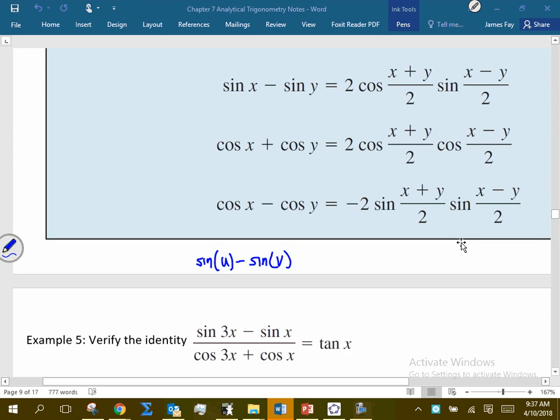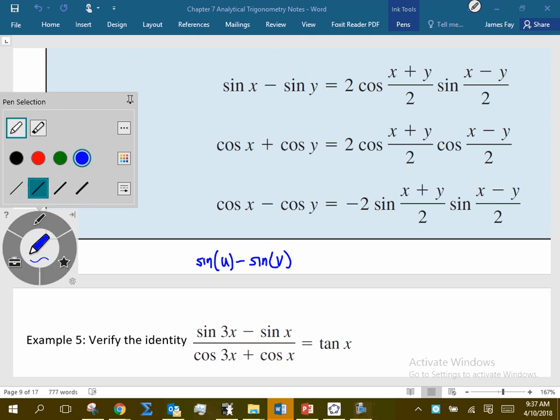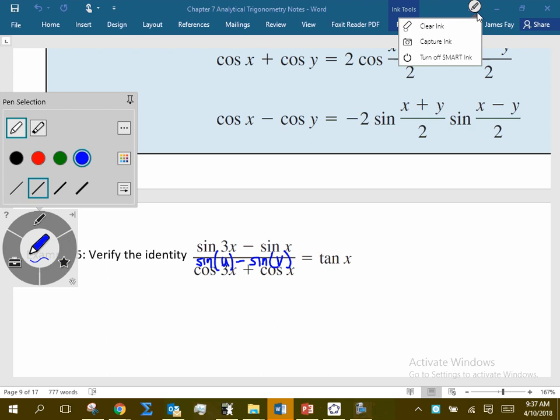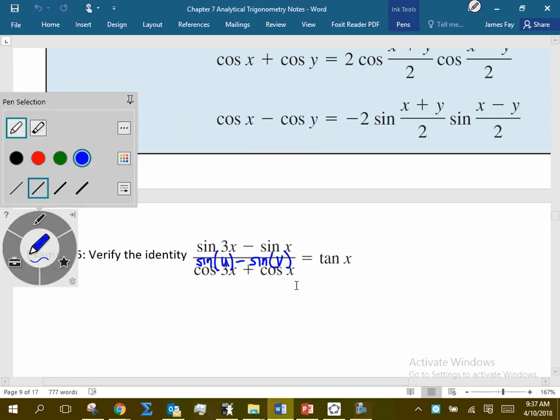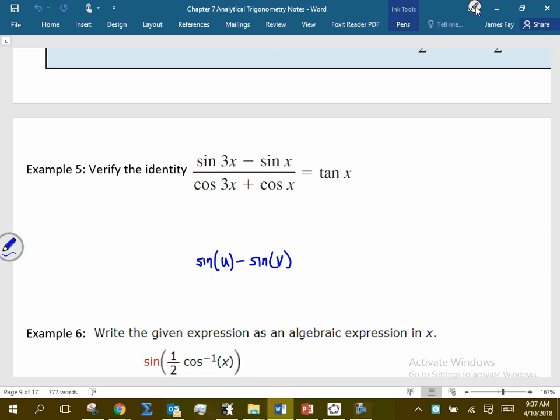So I'm going to rewrite this numerator here, my left-hand side. I'm just going to scroll down so I have a little bit more room. All right, so we're going to rewrite this numerator here as 2. So this is the left-hand side.